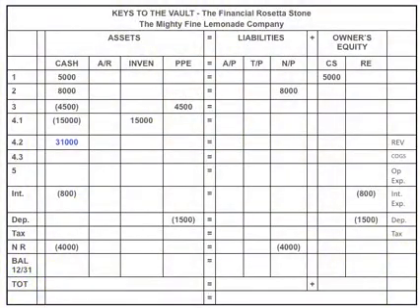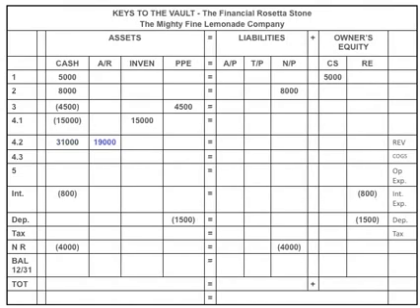So let's go to our Rosetta Stone. I'm on line 4.2. Let's start with the cash. As a result of this transaction, did my cash go up or down? How much? Good. Write it down. My cash went up by 31. Did my receivables go up or down as a result of this transaction? Up by how much? 19,000. Write it down.